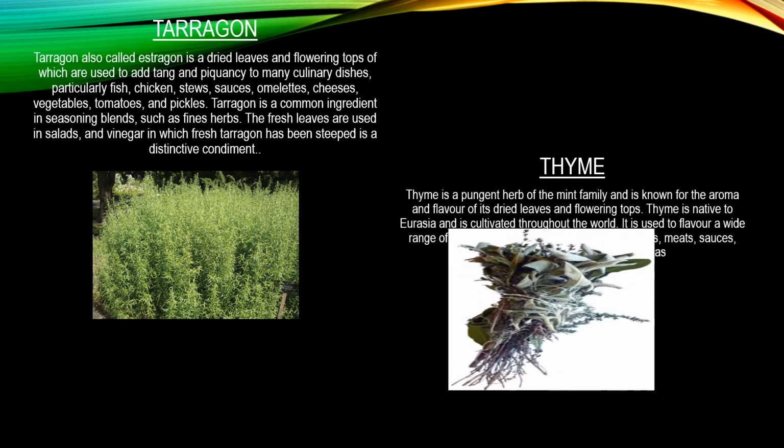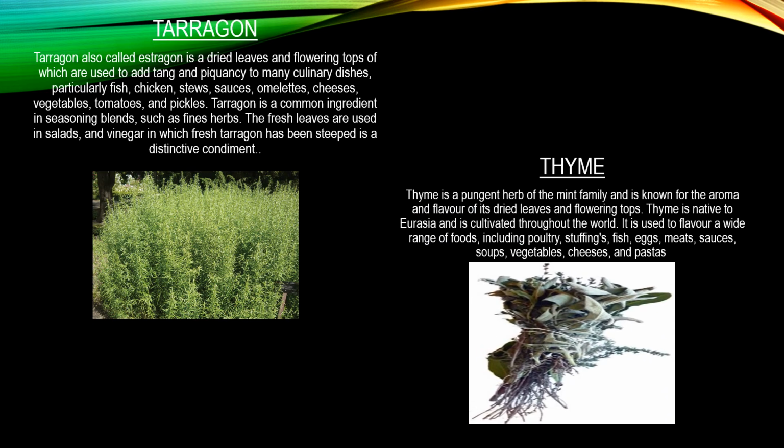Thyme. Thyme is found in fresh, dried, crushed, or ground form. They are aromatic, tiny, brownish green leaves. They are used in soups, chowders, stocks, sauces, meat, poultry, salad, etc.